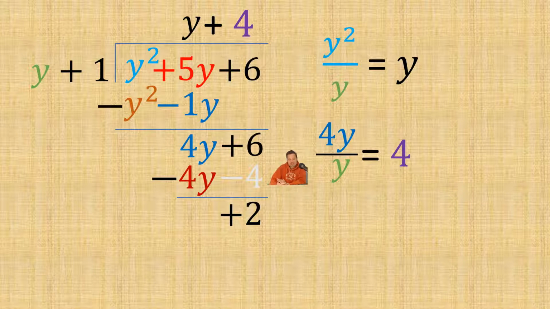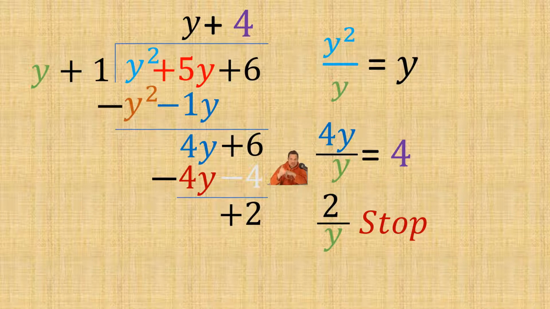Now, how do I know whether I should continue the process or stop here? So you do what we did before. In other words, you take your plus 2 on the bottom and you set it over that green y. And notice in this case I would stop because 2 over y doesn't give you a number, or it doesn't give you just a variable to the second or third or to the first power. So that means I should stop. And that tells me that basically I have reached the answer.